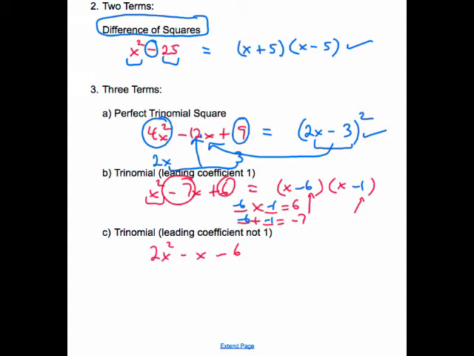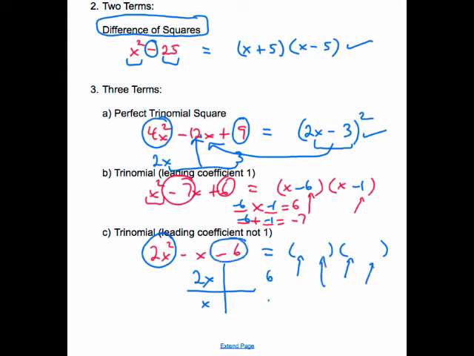Alright, and finally you have trinomials in which the leading coefficient is not 1. This is obviously not a perfect trinomial square because the front and the back are not perfect squares. Okay, and so for this type of factoring, what I suggest is this vertical method where you think of what are the possibilities for the front. What multiplies to 2x squared? Well, 2x and x might work. What two numbers multiply to the back? Could be 6 and 1, 1 and 6, 2 and 3, or 3 and 2.